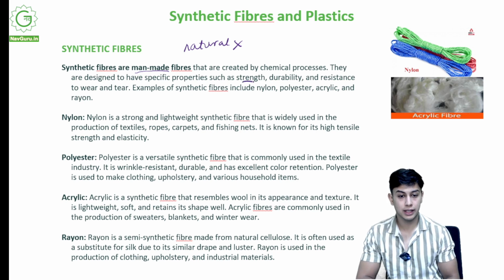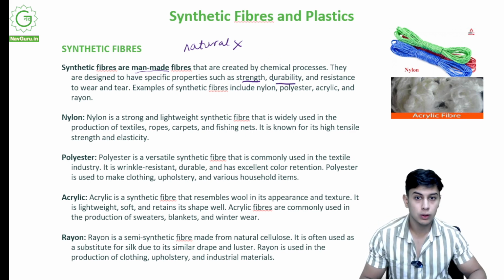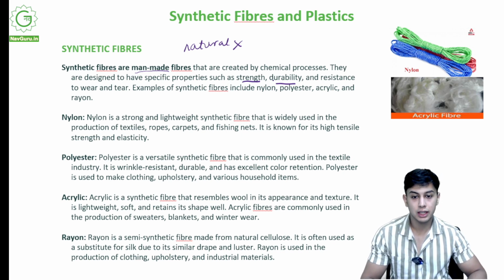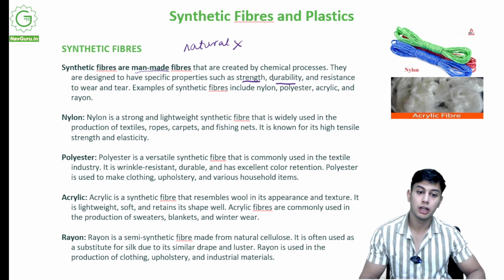These properties are strength: that fiber was very strong. Durability: it will last way longer than natural fibers. Why? Because it is not made in nature, it will not get damaged easily, it will not be eaten by insects, it will not lose its properties. It is durable. Durable means for a longer time. Resistance, what is resistance?